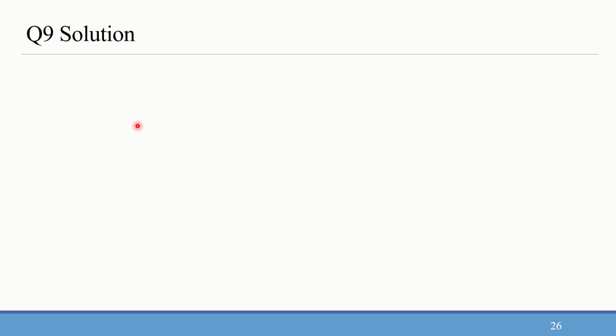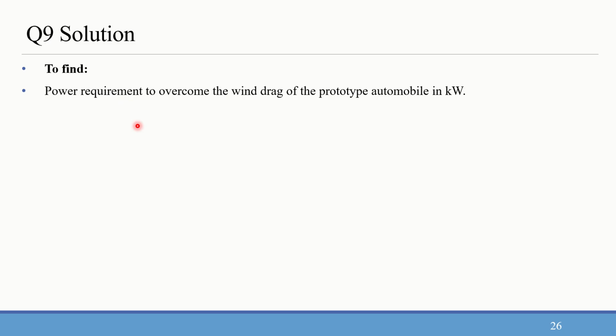So to find the power requirement to overcome the wind drag of the prototype automobile in kilowatt, the solution is power equal to F into V. So power on the prototype is F prototype into V prototype.